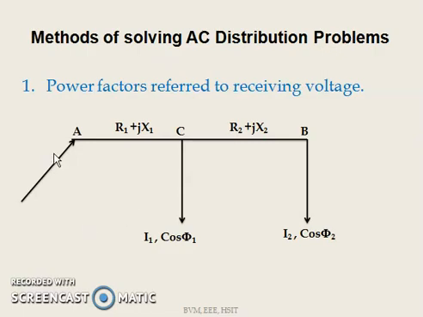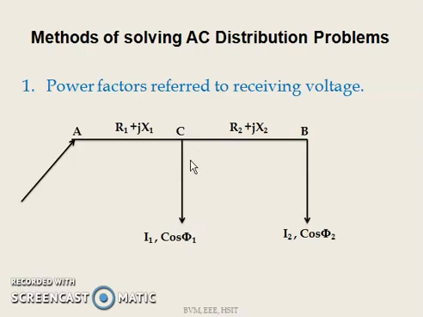Let us consider a distributor AB. A is the sending end and B is the receiving end. VA, the voltage at point A, is the sending end voltage, and the voltage at point B is VB, which is the receiving end voltage. You have connected two loads, one at point B and another at point C.